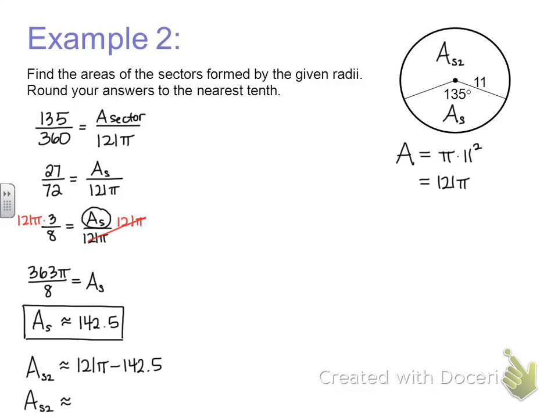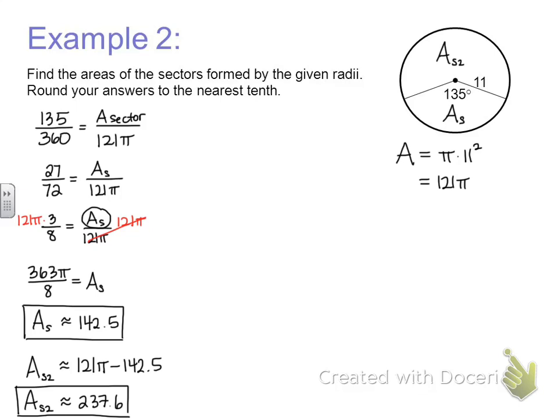So you're typing into your calculator literally 121 times pi minus 142.5. 237.6. All right. And then that is the area of the other sector that we were supposed to find. And we're done. Are there any questions on finding the areas of sectors?